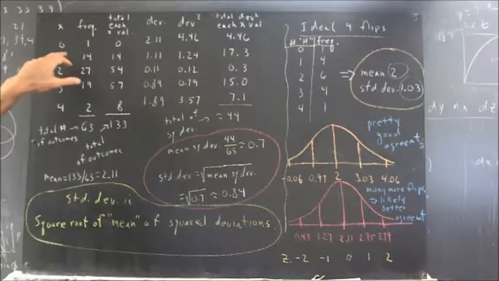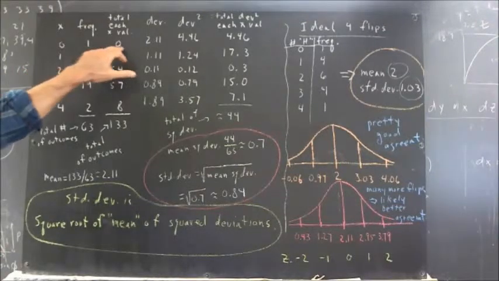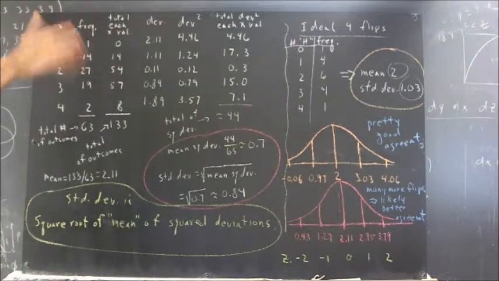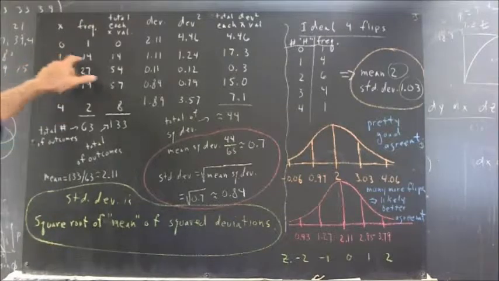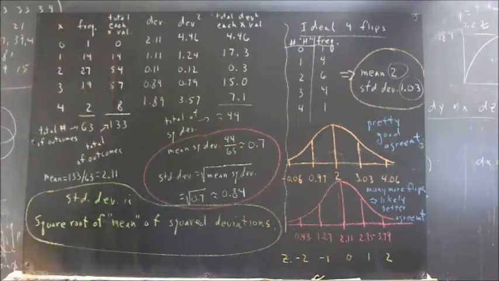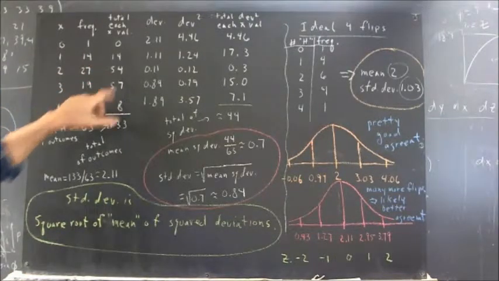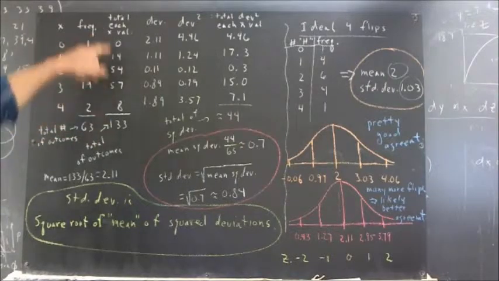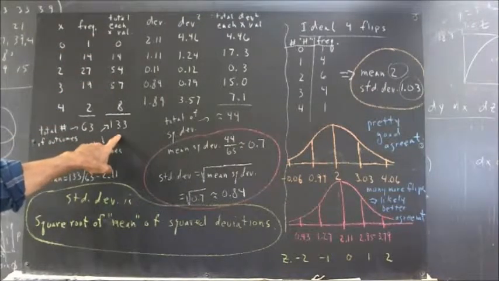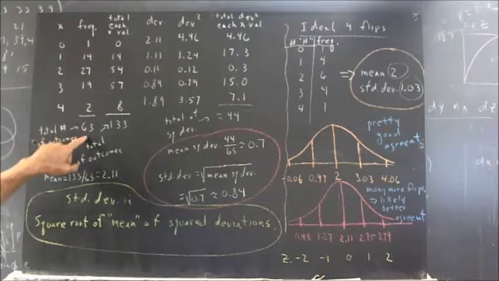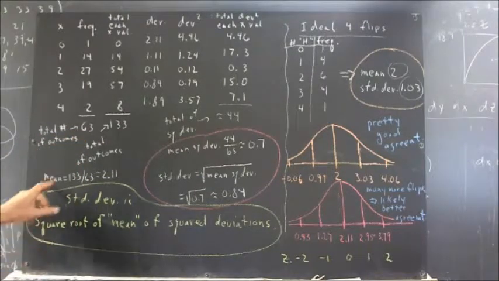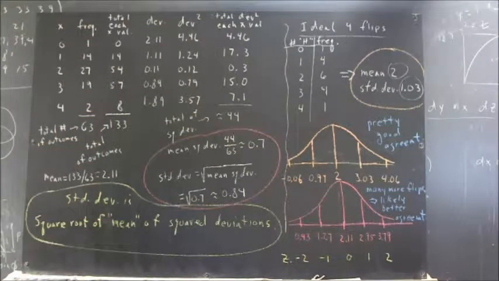Well, no heads occurred this one time. That's not going to contribute anything to the total number of heads. 1 head occurred 14 times. That's going to contribute 14. 2 heads occurred 27 times. That's a total of 54 heads, and so forth. And we add up these numbers, and we find that we got 133 heads on 63 flips, so that the mean was 133 divided by 63, or 2.11. Now everybody should understand this quite well.